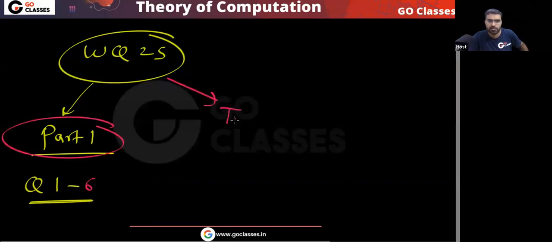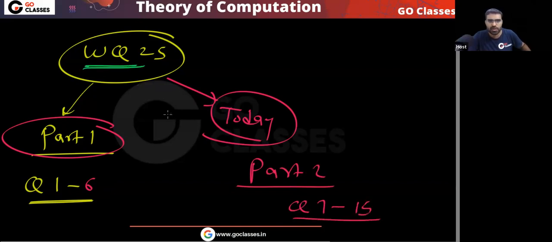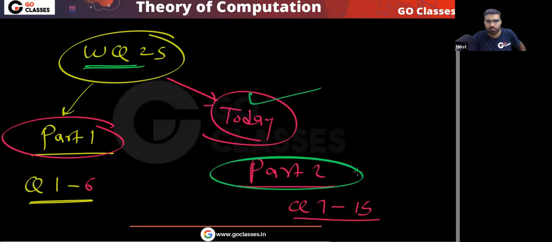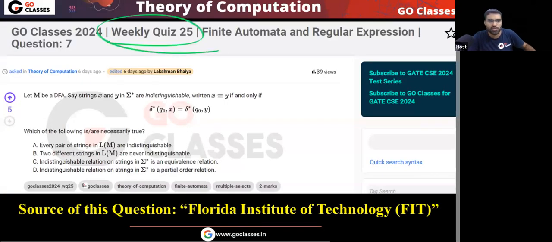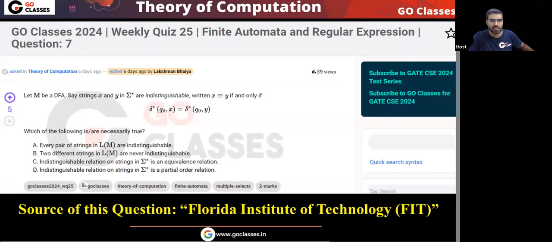Now today we are going to discuss part 2, meaning questions 7 to 15. These questions we will discuss in this session. So this is part 2 of weekly quiz 25. In this weekly quiz, the topic is finite automata and regular expression. This is the topic for this weekly quiz. So let's start.